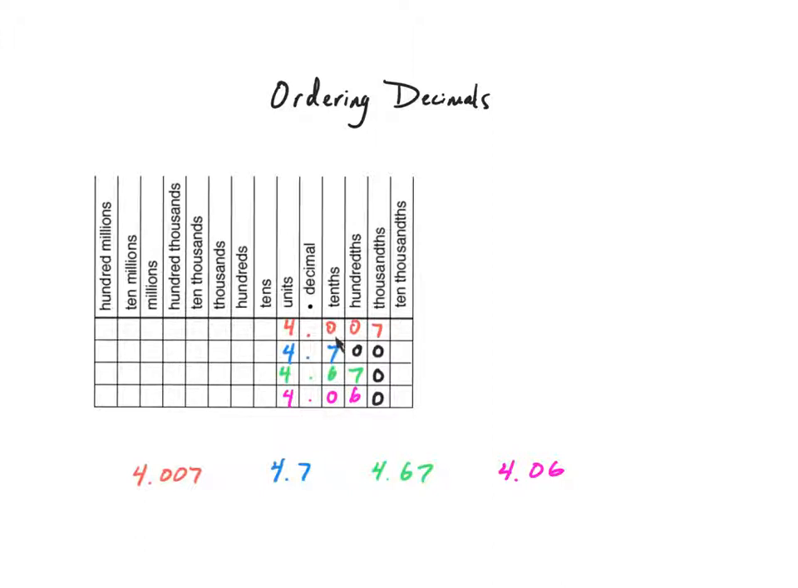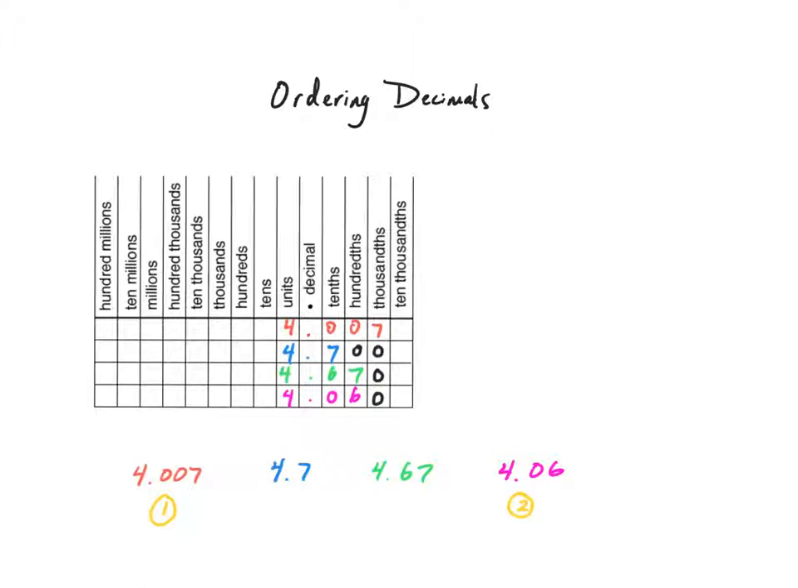So because these are both zeros, I'm going to have to keep going. The next digit here in the hundreds place, this one has no hundreds, this one has 600s. No hundreds is smaller than 600s. So my red number is my smallest number. I'm going to put a 1 by it. And my purple number is my next smallest number. I'm going to put a 2 by it.